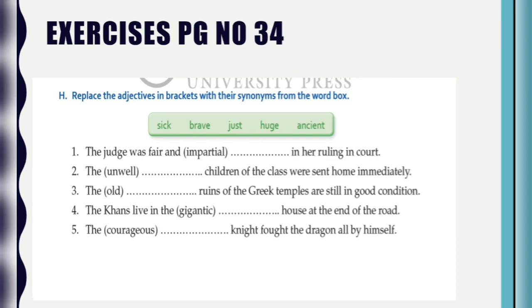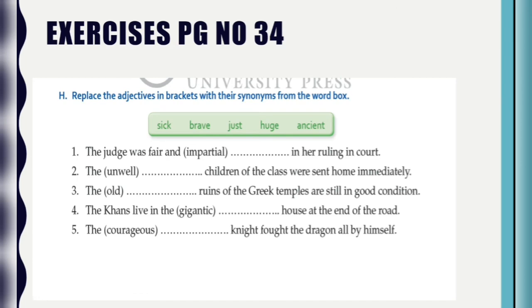So here just word means it is impartial. Next one, the unwell dash children of the class were sent home immediately. Here unwell means they are sick.